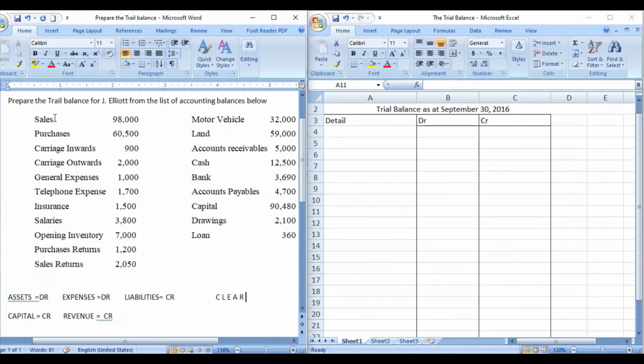So our first account here is sales. We put that in the detail column, sales, and then we are going to identify what type of account sales is. We know that sales is an example of a revenue account, because revenues are income earners, they make money come into the business. Revenue, look back right here, carries a credit balance. So it means that in the trial balance, you are going to credit sales of 98,000.